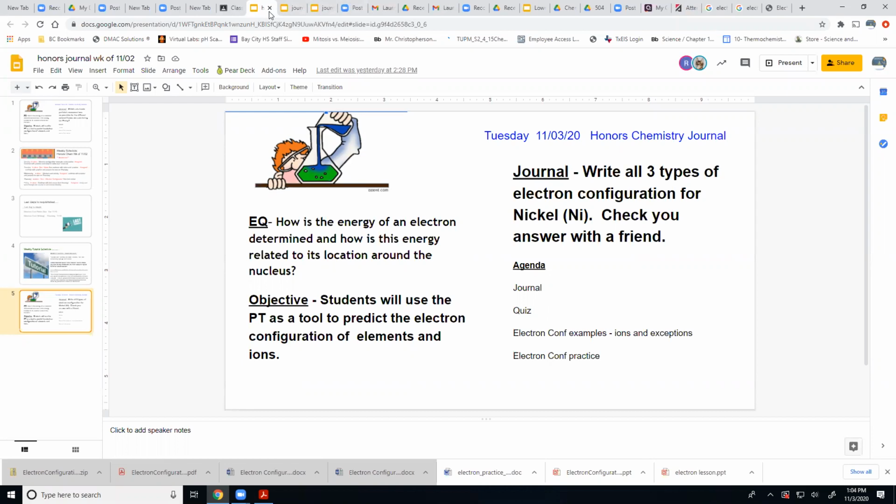And after we do our journal, then we'll take our quiz that we're taking today. And then we're going to come back and look at a few more examples of electron configuration, and continue on with that tomorrow. Remember, on Thursday, you'll actually have a quiz over the electron configuration.